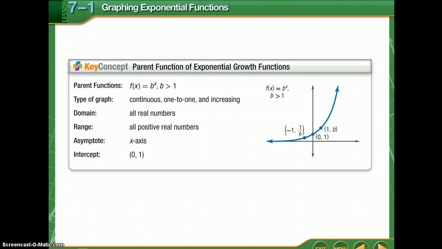So the key concept that you see here is listed on page 451. Notice that the type of graph is continuous, it's one-to-one and increasing. The domain is all the real numbers, and the range is all positive real numbers. The asymptote is the x-axis, and it intercepts at (0, 1).